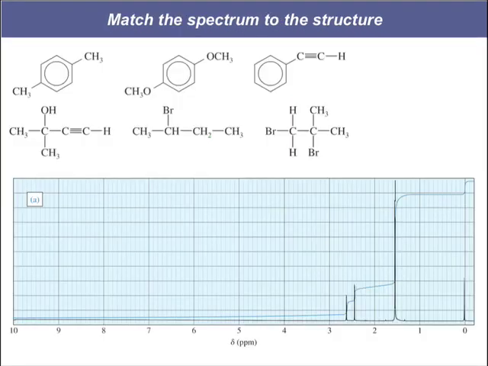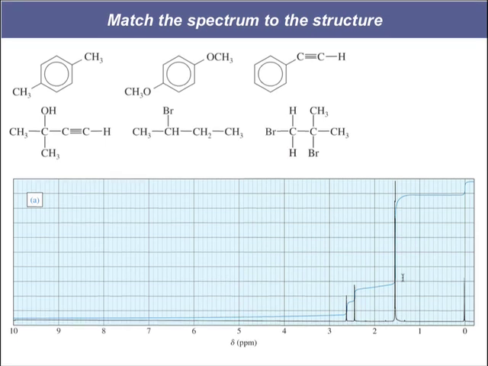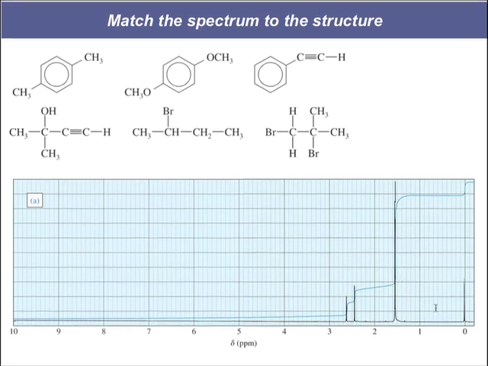So let's do a quick quiz. Let's match the spectrum to the structure that we have here. We've got 6 structures to choose from. Let's determine which structure is most likely to be represented by this spectrum. Now, where I would start, first of all, our peak at 0, that's TMS.